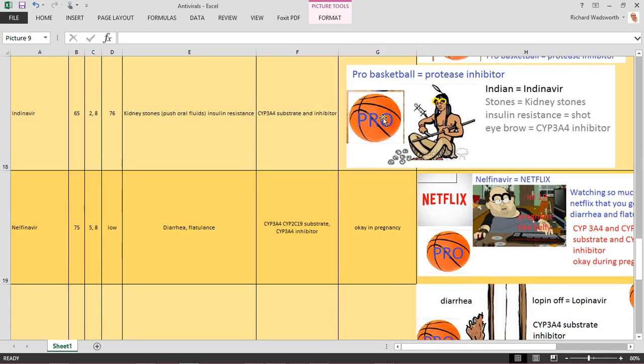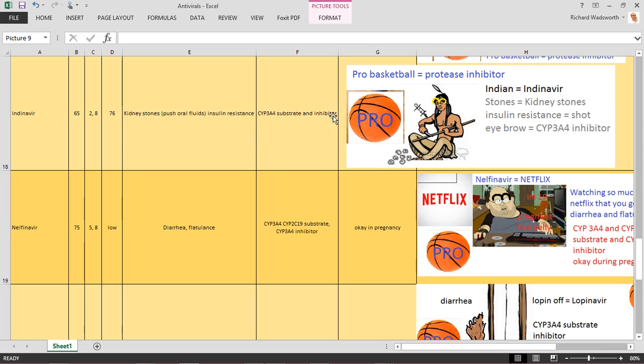Indinavir. Indian. There you go. Indian. So 65% bioavailability. Looks like about 65. He's got the gray hair. 2-hour half-life in serum. 8-hour half-life intracellularly. 76% CSF. Kidney stones. So push oral fluid. So you really need to make these people drink a lot of water so they don't pee out rocks like this guy. See these stones down here? The Indian peed out these stones. That's what those are. Remind you of the kidney stones.